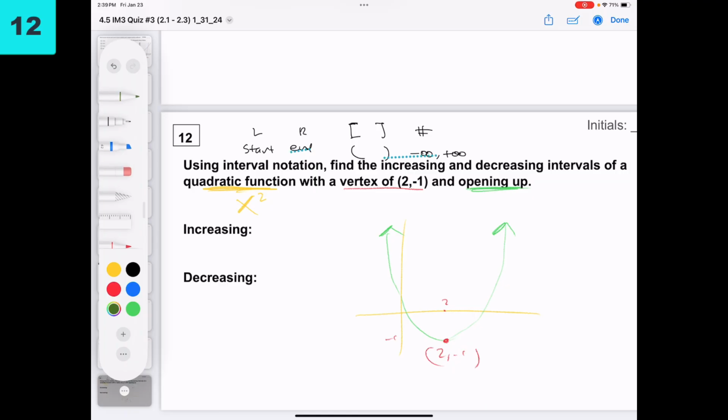Okay, here is the big thing. Where is it increasing? We're going from left to right. And here in blue, this is going down. You're going down the roller coaster. So we're starting with negative numbers, and then you're stopping at 2. So this is the interval notation, negative infinity to positive 2. This is decreasing.